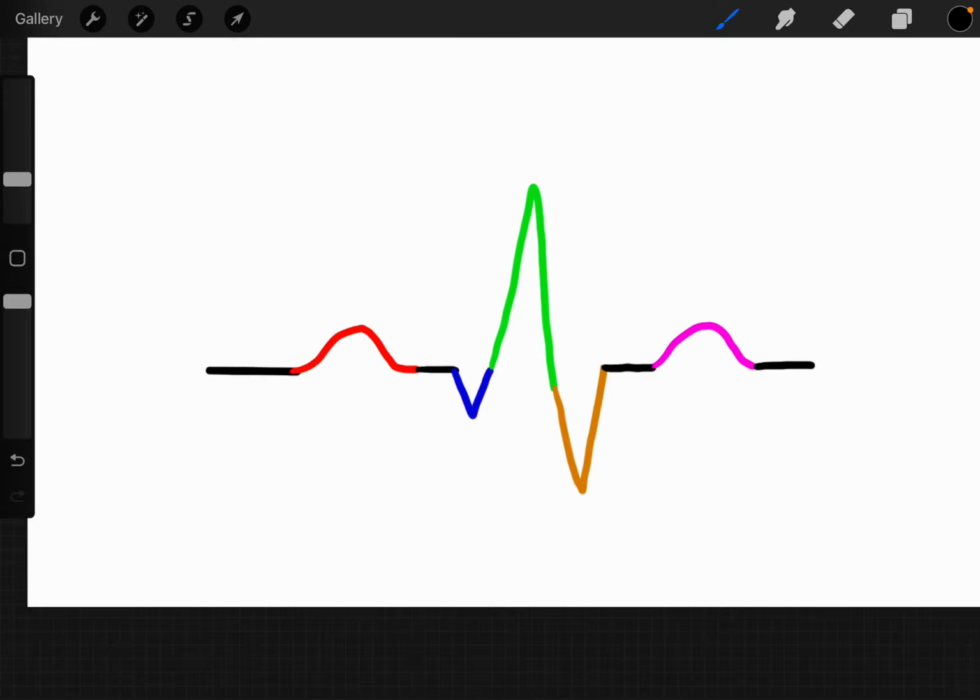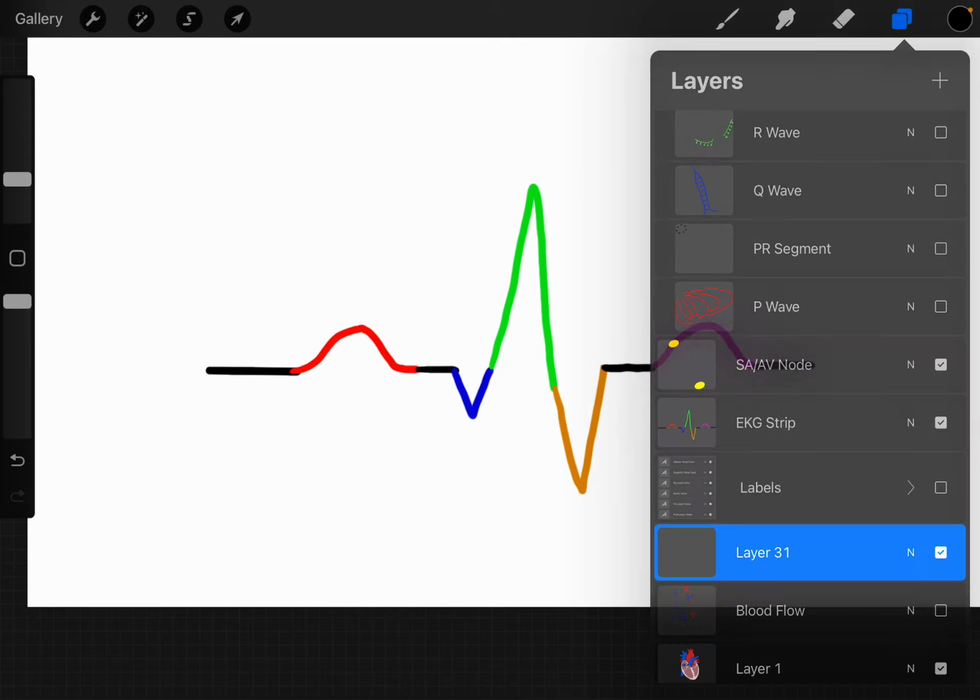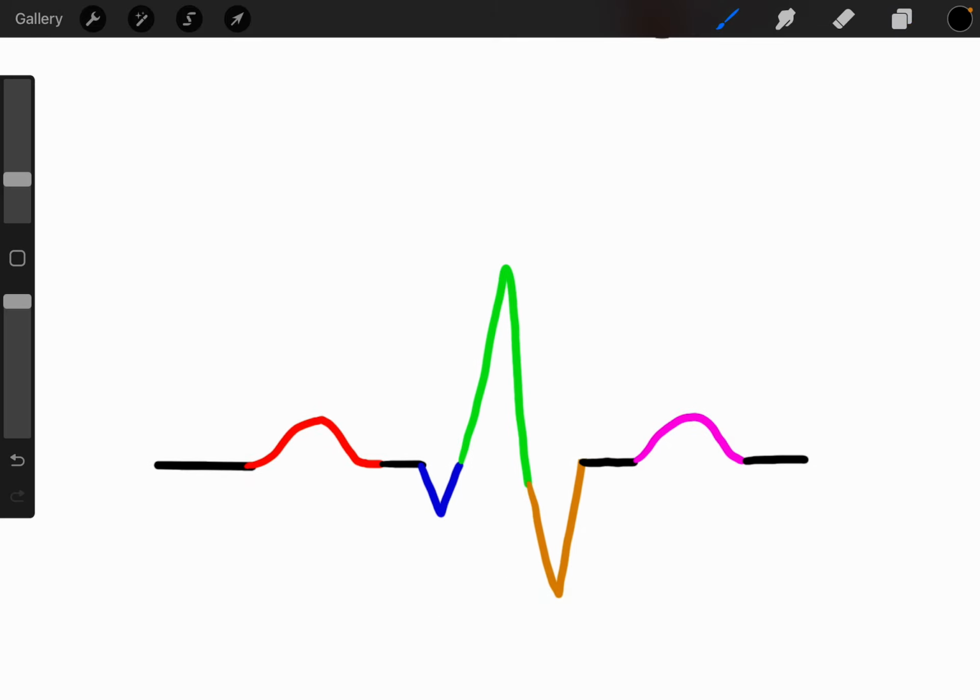Okay, so we are going to discuss the EKG. We're going to start with labeling each part of the EKG. So you've got the P wave, the Q wave, R wave, S wave, and T wave.